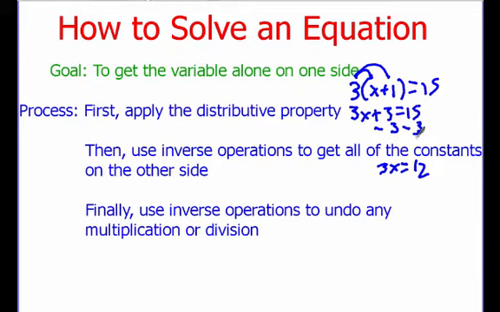And then finally, my very last step will be to use inverse operations to undo any multiplication or division. For example, dividing both sides by 3 so that I get x equals 4. All right, so all we're going to do is apply the distributive property, then use inverse operations to get all the constants on one side, and then use inverse operations to undo any multiplication or division.